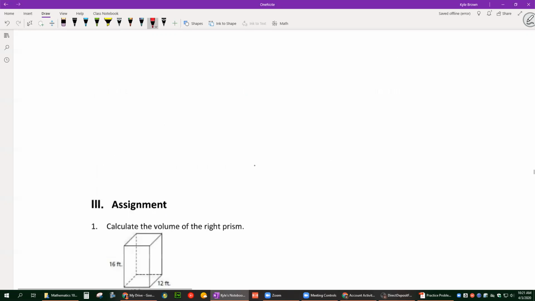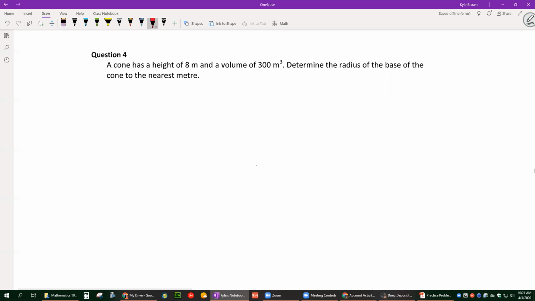All right, let's do this one, and then that should be good. So a little bit of algebra. Now it says a cone, so we'll draw the same thing. So draw a cone again. It has a height of 8 meters and a volume of 300 meters cubed. So let's leave that for a second. It says determine the radius of the base of the cone to the nearest meter. So it's asking for this now. What is this? The radius.